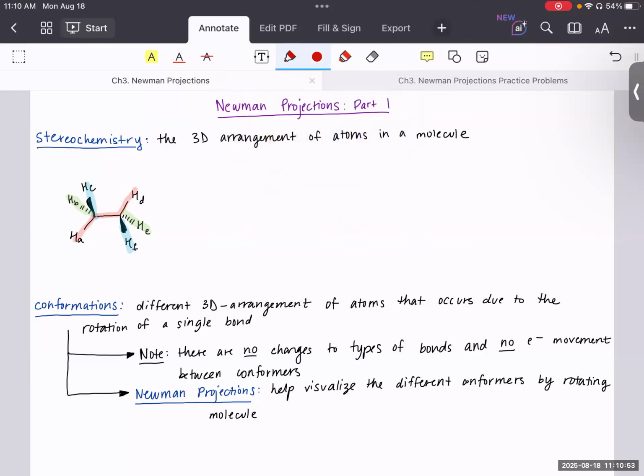And so we know that we have free rotation around single bonds. And so we could rotate this middle carbon-carbon bond. And for this, we will keep that first carbon the same. So we didn't change anything about HB, HA, or C. However, what we're going to do is move all of the hydrogens over one spot on that other carbon. So we just shifted them all one rotation spot.